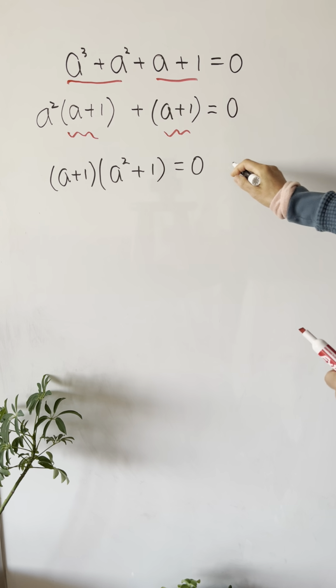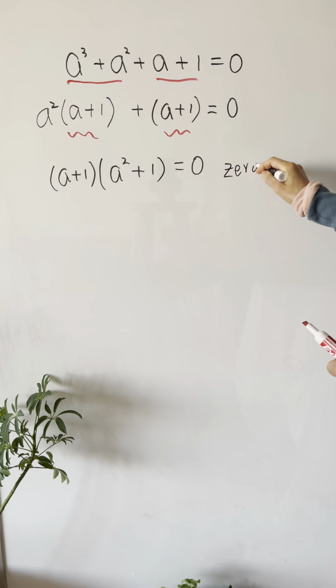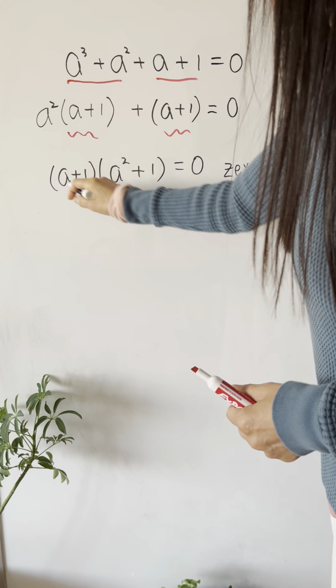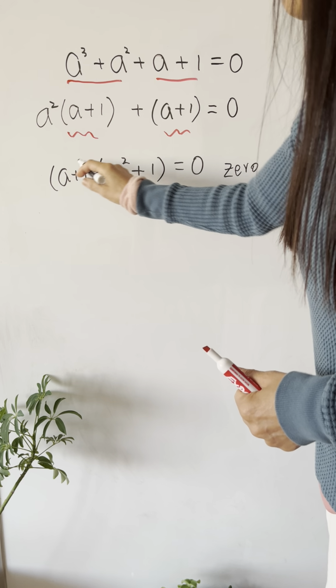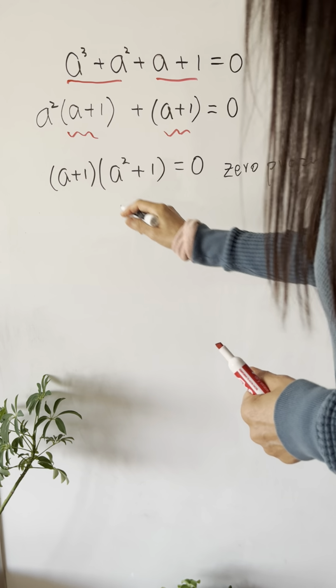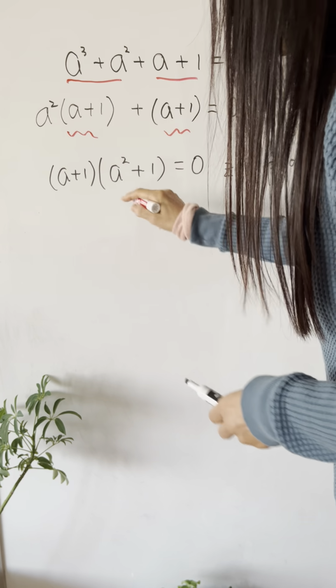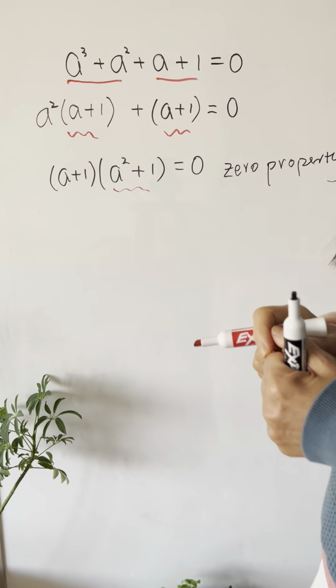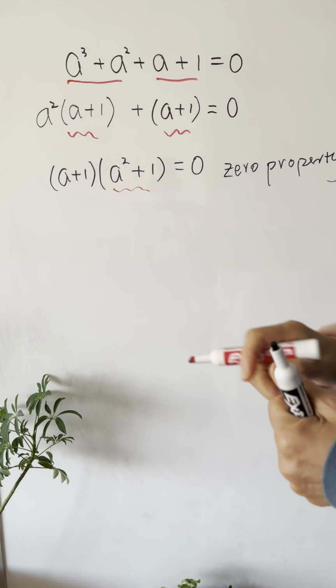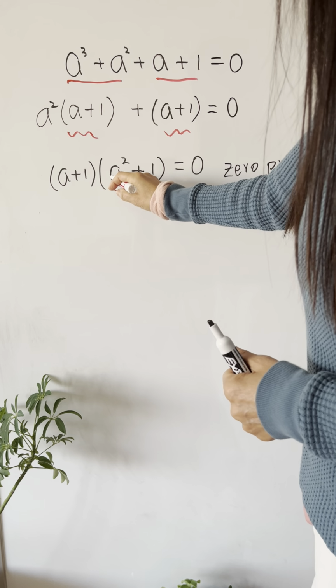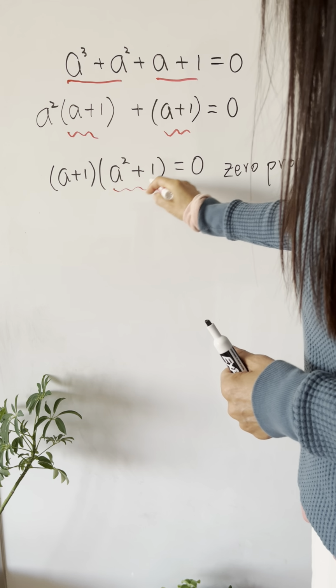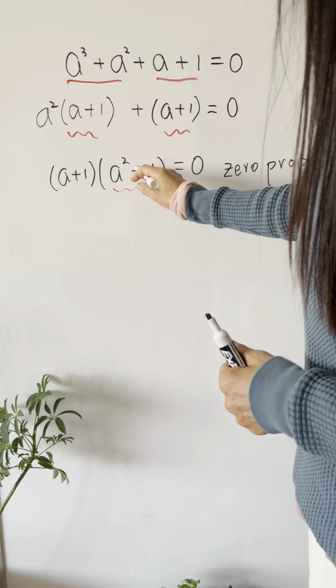Now the zero product property says if we have a times b equals 0, then each factor might be 0, right? So let's observe this. Can this one be 0? No, not in the real number world, right? In the real number world, a squared is at least 0, so this term is at least 1. So this will never be 0.